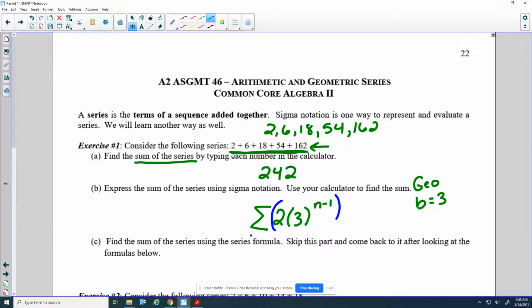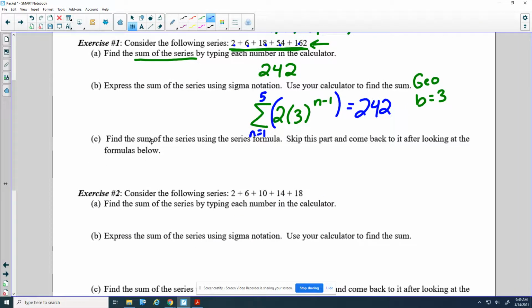We are starting out with the first term, and we are adding up to the 1, 2, 3, 4, 5, fifth term. So if I was to type that in my calculator, I would also get 242. Now, this method becomes much more useful as we do larger sums with more numbers, because even though it takes a little while to write the formula, that would be quicker than typing a list of 200 numbers in my calculator. So our last way is letter C, and we're actually going to come back to this after we look at the formulas below.